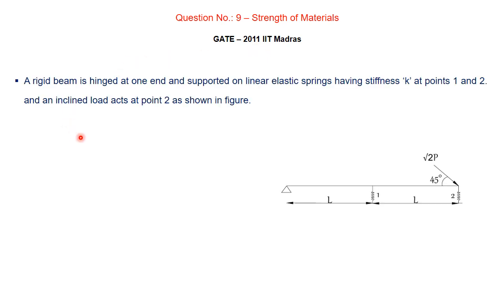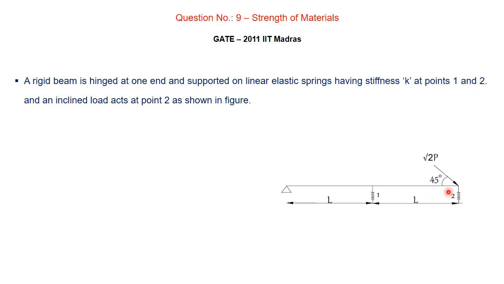In this video we are going to look into question number 9 from Strength of Materials, and this question was asked in GATE 2011, which was conducted by IIT Madras. The question says a rigid beam is hinged at one end. You can see here it is hinged at one end and supported on linear elastic springs having stiffness value K at point 1 and 2.